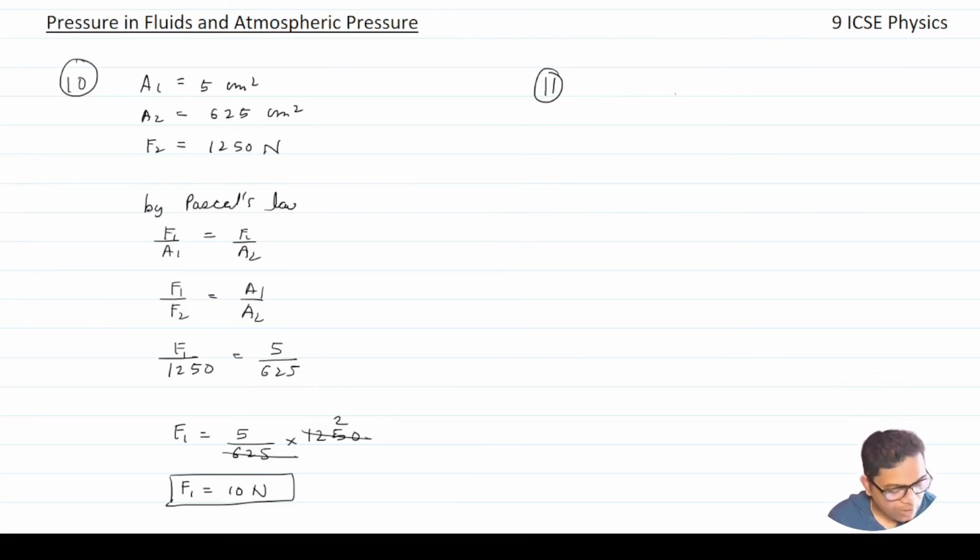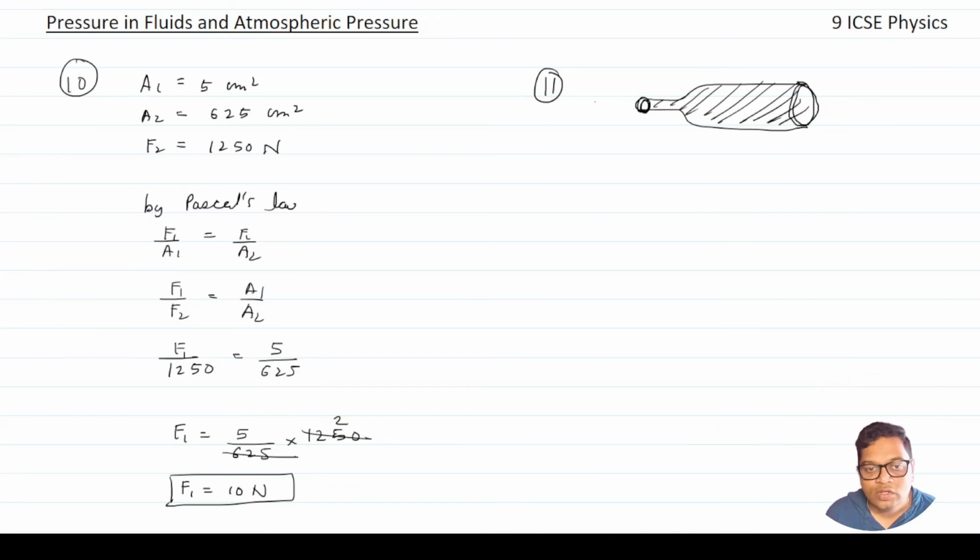Now in question 11, they are saying that there's a bottle. So if you see a bottle which looks something like this, this end is also a circle, so is the other end. Now there is a liquid confined inside the bottle. So if you apply force F1 on this area A1, then the force experienced over here is F2. And again by Pascal's law, it will be F1 upon A1 is equal to F2 upon A2.